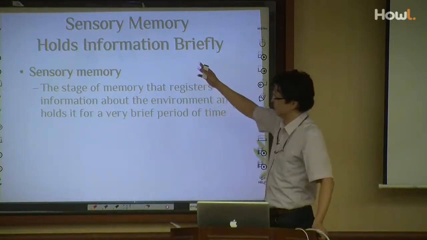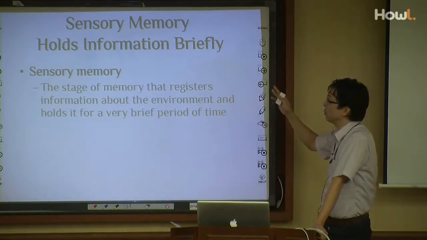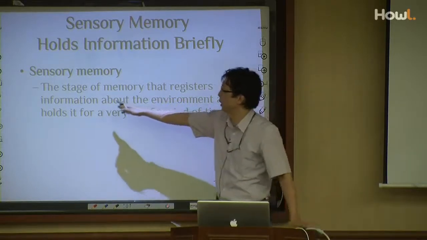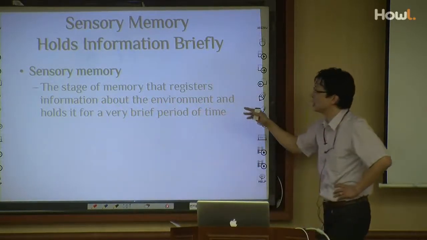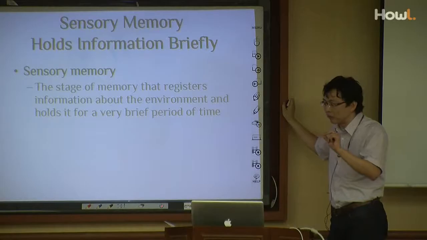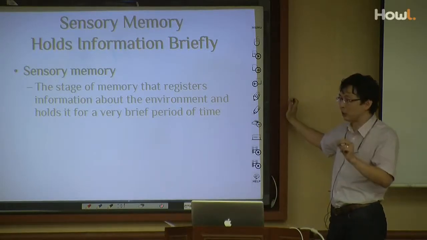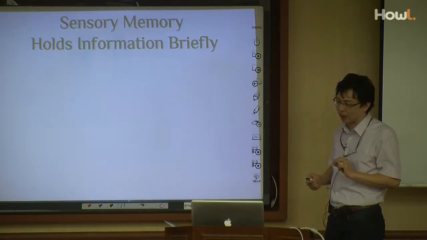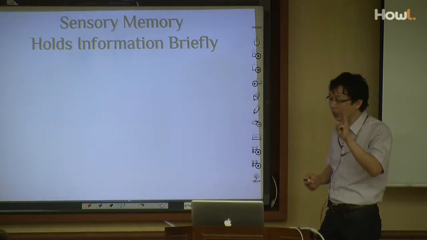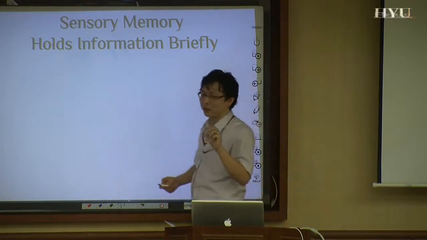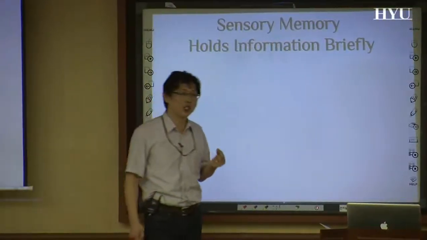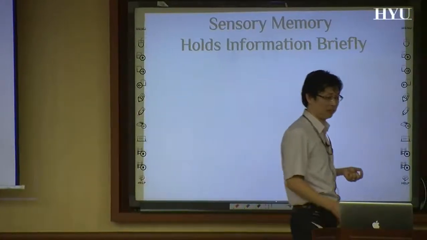The title is very simple: sensory memory holds information very briefly. The definition of sensory memory is the stage of memory that registers information for a very short time, visual and audio. That's why we want to study this. There are three experiments with you guys. The first one is information delayed by 0.3 seconds. See?